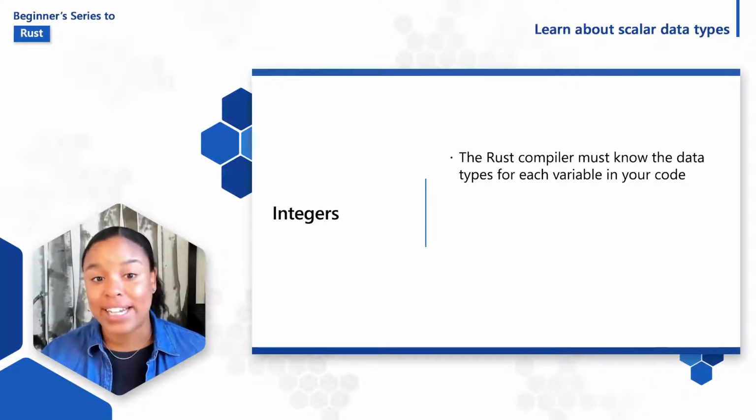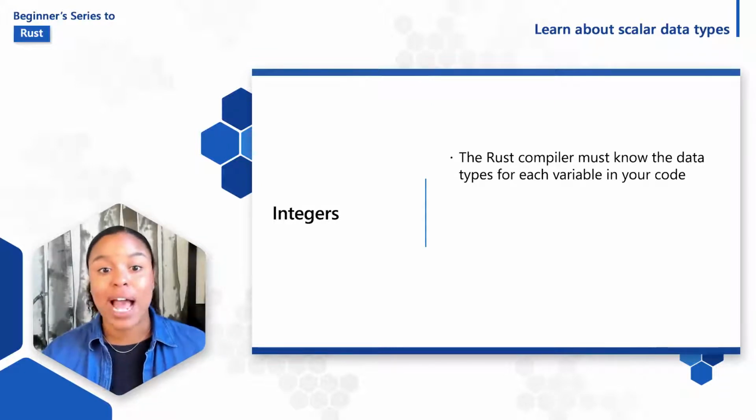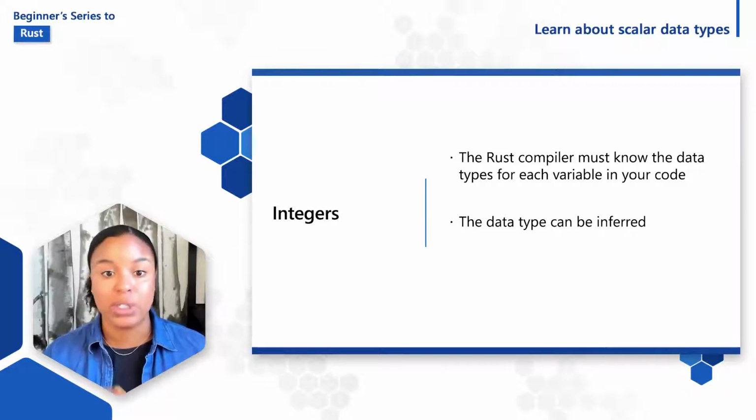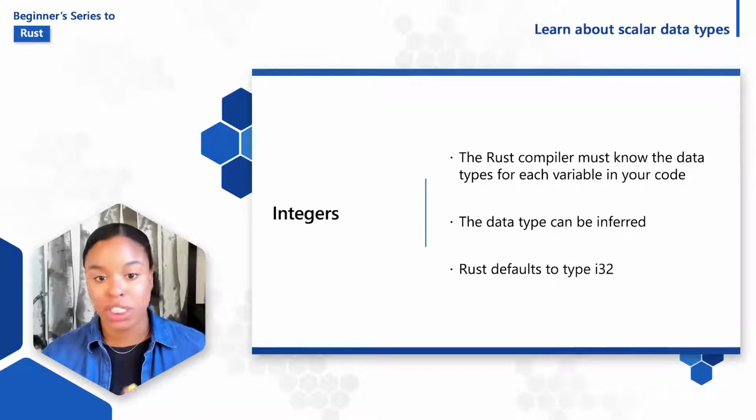Rust is a statically typed language, which means the compiler must know exactly the data type for each variable in your code. In most cases, the compiler can infer the type of some value, and you don't need to tell it explicitly in your code. If you're unsure of which integer type to use, Rust defaults to the i32 type, which is generally the fastest.